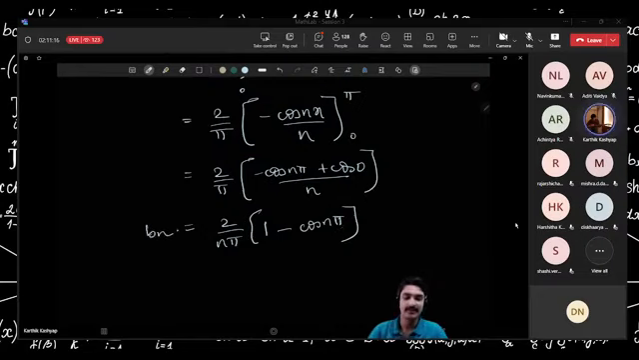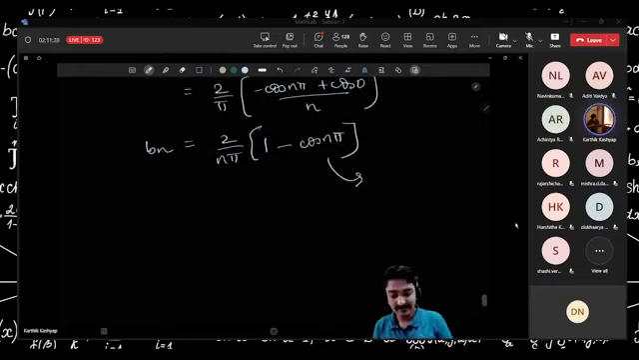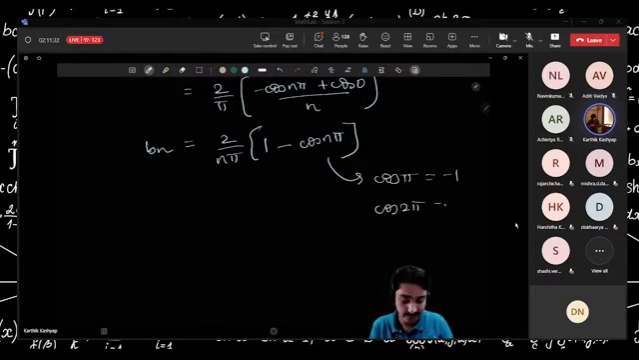This is bn. Now let's try to simplify this even more. What values can cos n pi take? When n is equal to 1, cos pi is equal to -1. And when n is equal to 2, cos 2 pi is equal to 1. Cos 3 pi when n is equal to 3 is -1. And cos 4 pi when n is equal to 4 is 1.